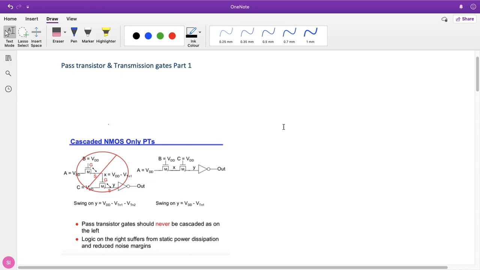I will continue the lessons on pass transistor and transmission gates on asynchronous module. So today we will look at the difference between pass transistor and transmission gates.